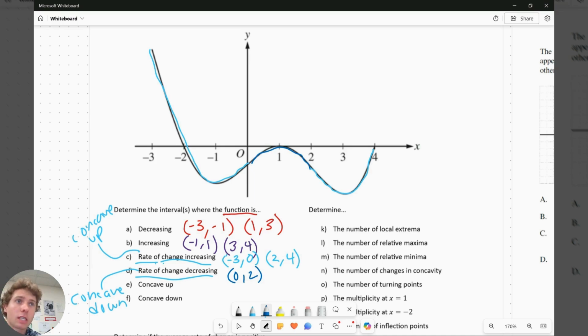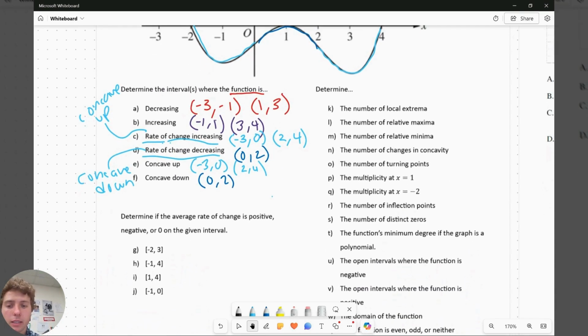E and F are just the same two answers, right? You take what you had for both of our answers, and that's what we get for these first few. There is the first part. Let's look at the other parts that they ask us.